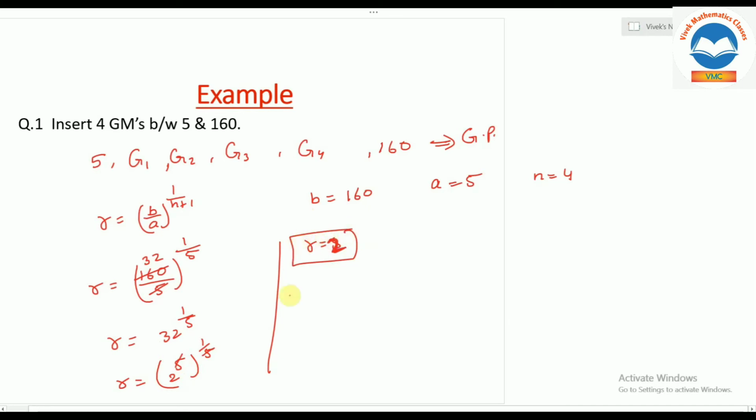Now what are they asking? They are asking for G1, G2, G3 and G4. What will be the G1 value? It is a r. The a value we already know is 5, into 2 will be 10. What about the G2 value? 10 into 2, 20. G3, 20 into 2, 40. G4, 40 into 2, 80. These are the 4 GMs inserted between 5 and 160.